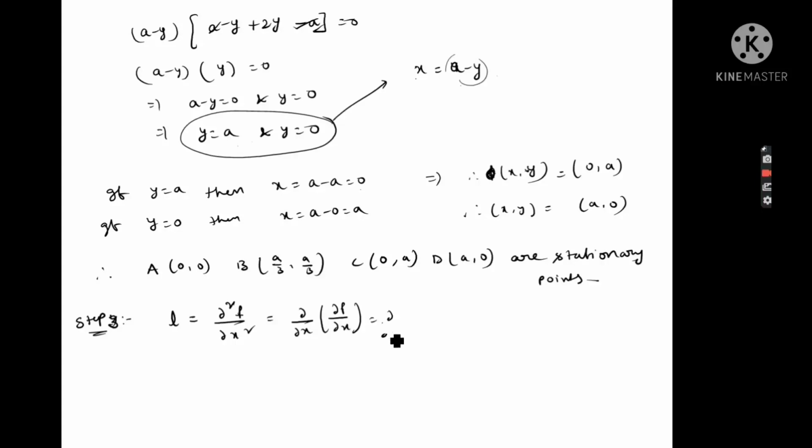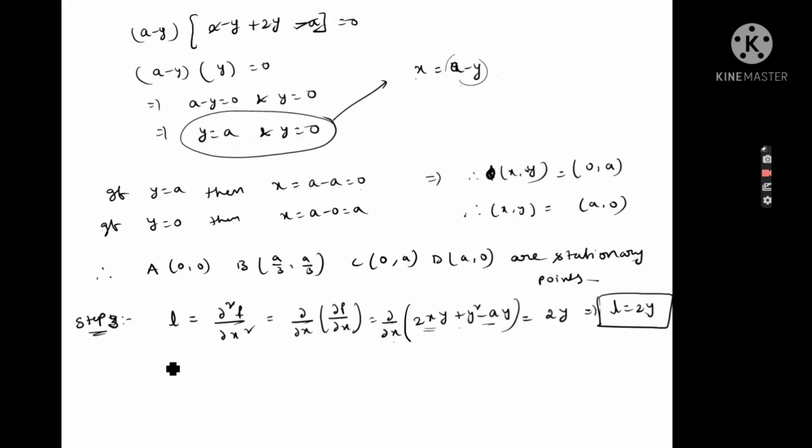That equals ∂/∂x of, what is ∂f/∂x? Turn the page, you will get 2xy plus y square minus ay. Now find the derivative of this with respect to x: 2y. So L equals 2y.